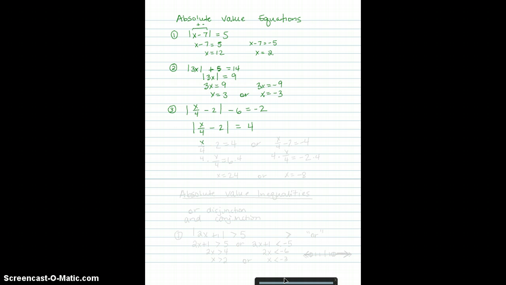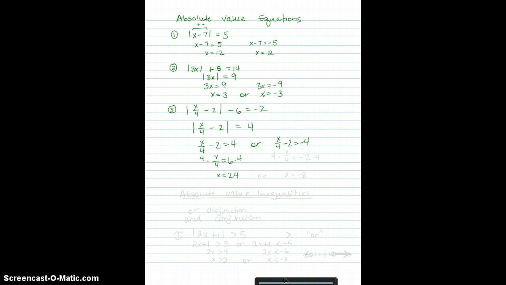Now we perform that same operation. So x over 4 minus 2 is equal to 4, or x over 4 minus 2 is equal to negative 4. And we have to solve both of these equations. In the first equation, we're going to add 2. So x over 4 is equal to 6. And then we're going to multiply by 4. To get something out of the denominator, you're going to multiply both sides by that. So x is equal to 24.